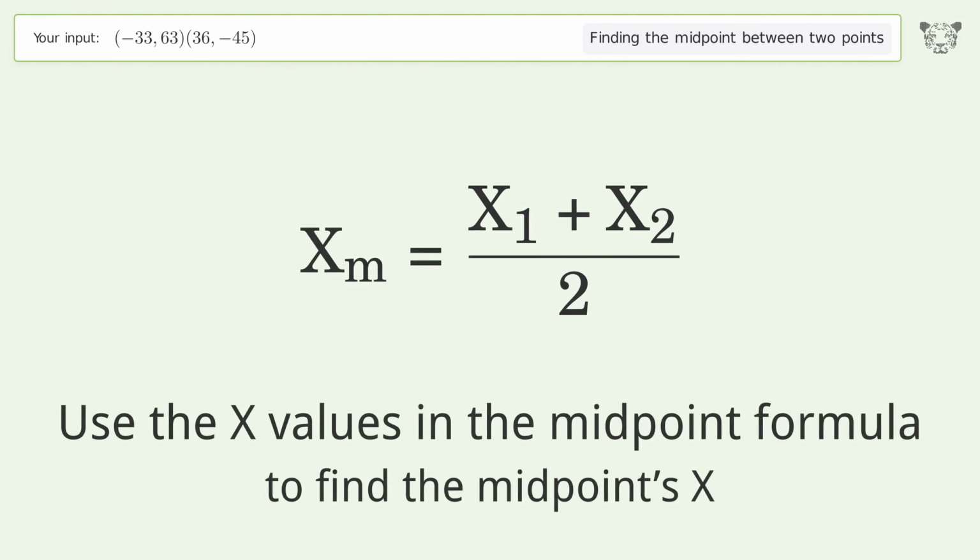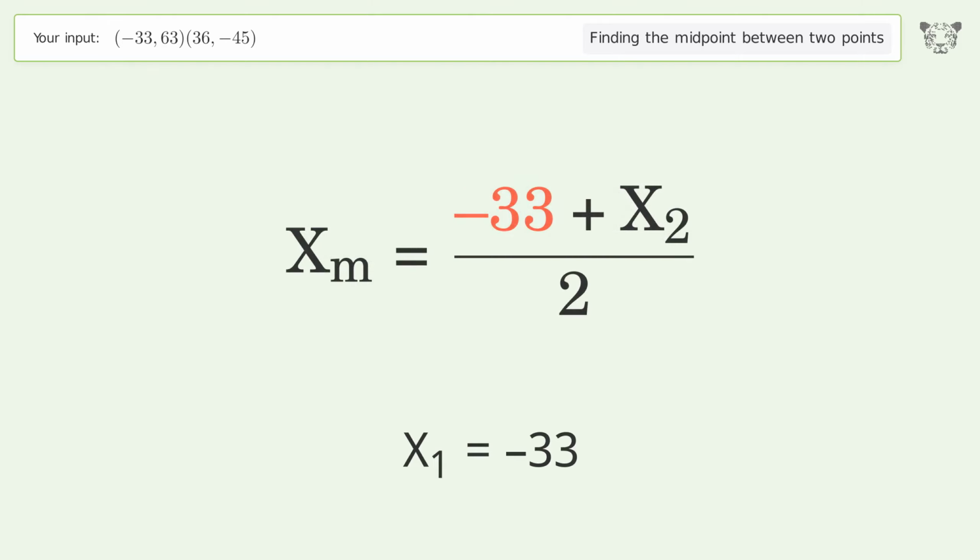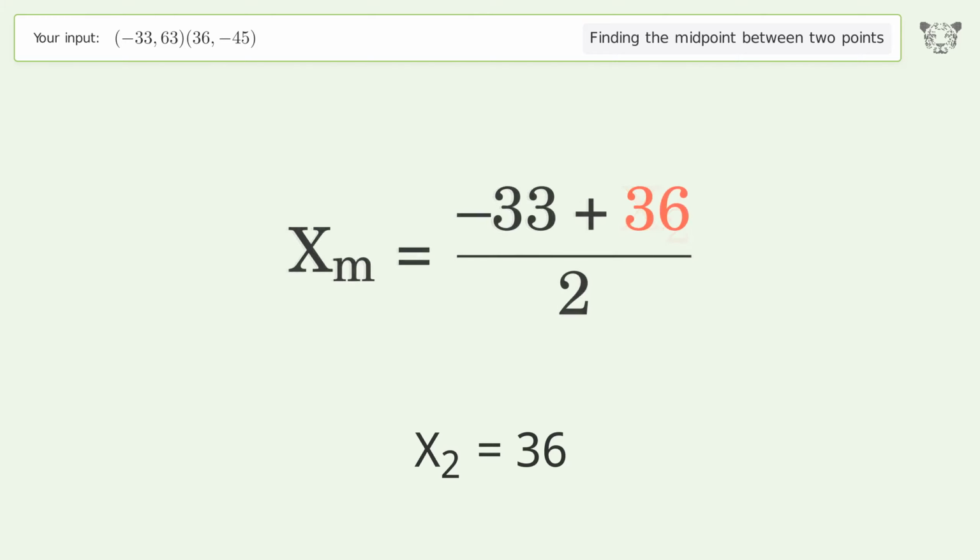Use the x values in the midpoint formula to find the midpoints x. x1 equals -33. x2 equals 36. Simplify the arithmetic.